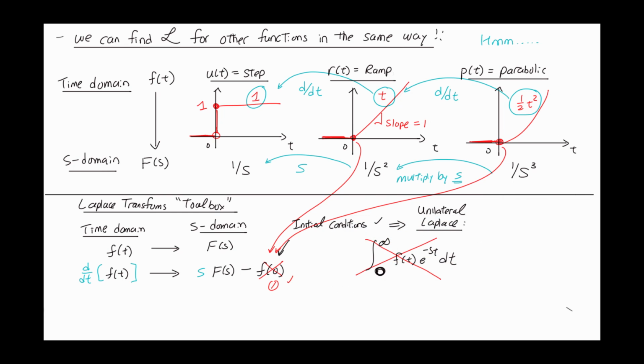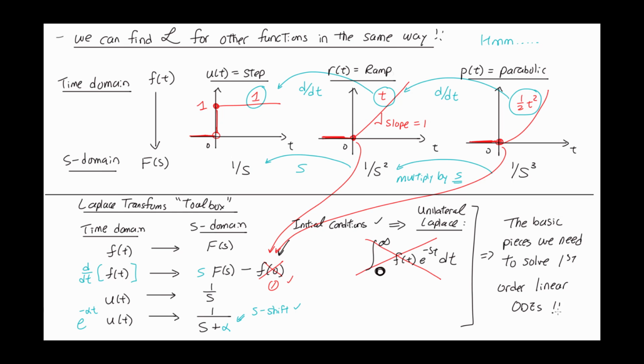Okay, so to finish off, we've learned in this lesson that u of t, the step function, is 1 over s for Laplace transform. And if you check out the worked out examples, an exponentially decaying step function is actually 1 over s plus alpha, where you have an s shift in the s domain. Okay, so given these 4 facts, we are actually now ready to solve first order linear ODEs.